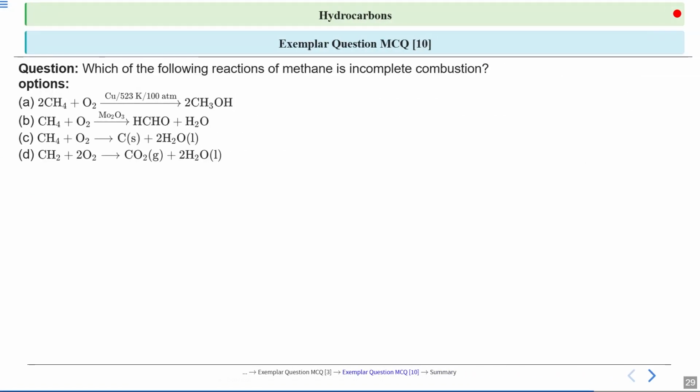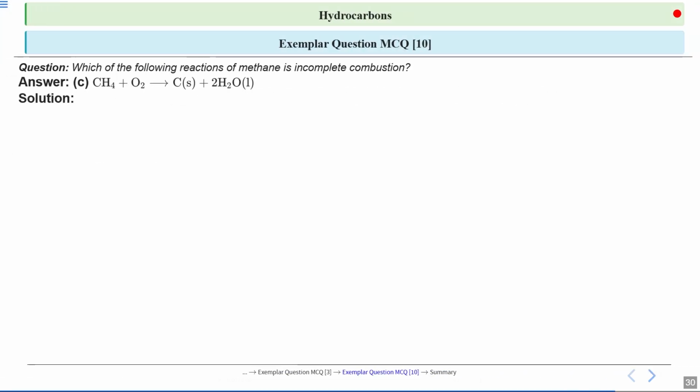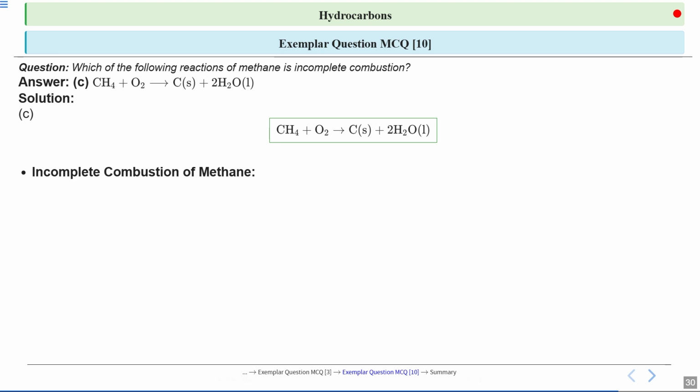You have to decide which of the following reactions of methane is incomplete combustion. Options are given, so 4 reactions are there. First is in the presence of copper, second is in the presence of molybdenum, third is in the presence of no catalyst, and fourth is also in the presence of no catalyst. How will you do it? Before moving on to the solution, the correct answer is C. Why? So let us reveal the correct answer.